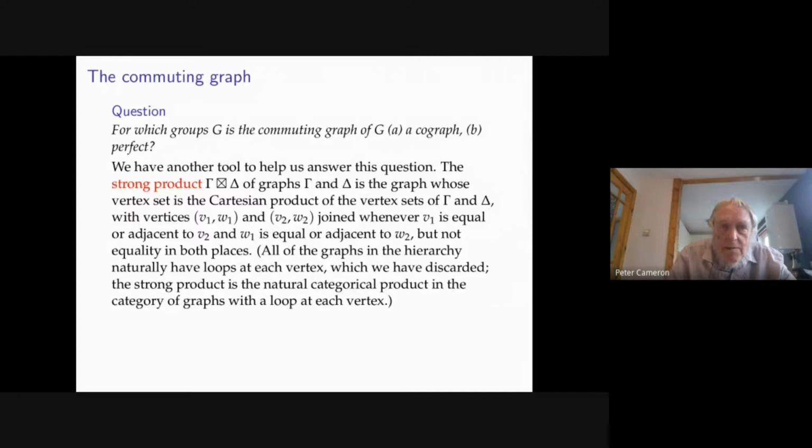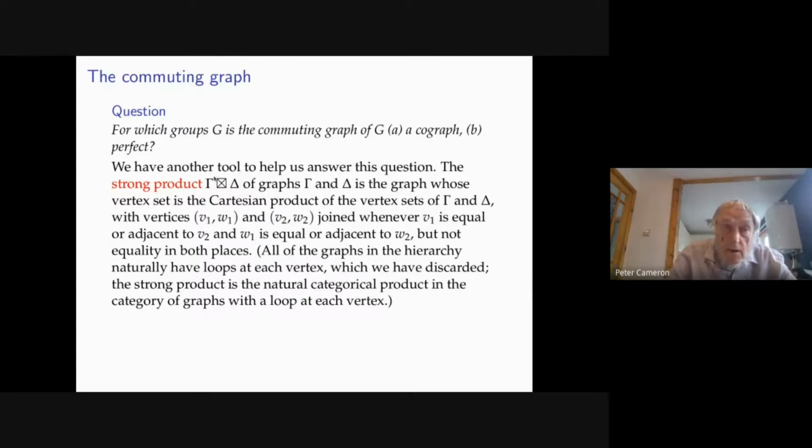We'd like to know this about the commuting graph as well. I've nearly finished. Let me just talk a little bit about this. For the commuting graph, you can ask the same questions. When is it a cograph? When is it perfect? And there is another tool here, because the commuting graph is nicer than the power graph with respect to direct product.